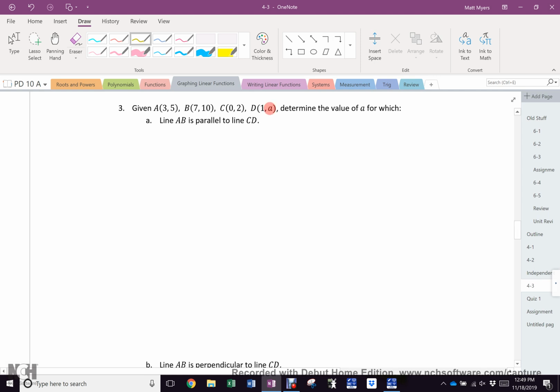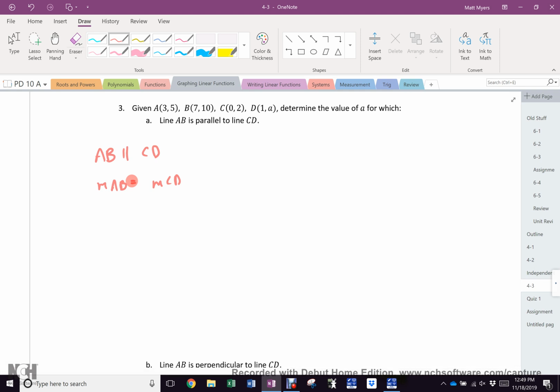I have an unknown value. I want AB to be parallel to CD. So what does that mean? I know about the slope of AB and the slope of CD. Oops, I shouldn't have written it that way. The slope of AB and the slope of CD must be what? Equal. Which of those can I find right now?